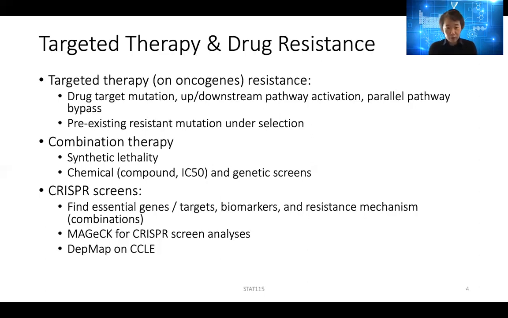And you can also treat the cells with or without the drug and do the comparison for the CRISPR screens to see what the biomarkers of response are, what the resistance mechanisms are, and what combination therapies can overcome the resistance. And with that, we also have this magic algorithm to analyze the CRISPR screens.